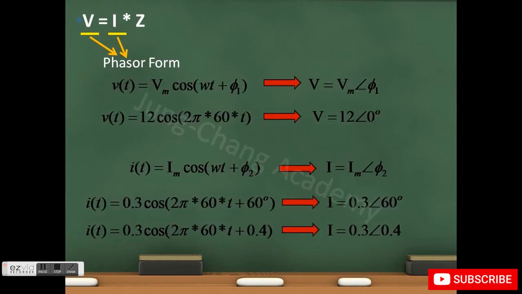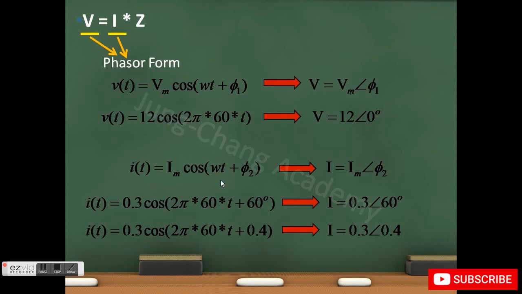So if you have a sinusoidal voltage with an amplitude of Vm and a phase angle of phi1, in the phasor form, you'll write down V equals Vm with a phase angle phi1. So in this case, you'll write down V equals the amplitude 12 and the phase angle 0 degrees.